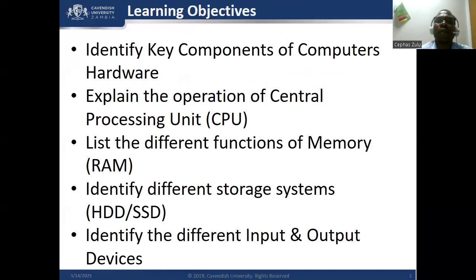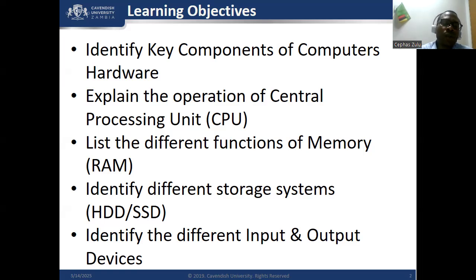Then in terms of the specific learning objectives, the first one is we're going to identify the key components of a computer system. Then from there, we'll explain the operations of the central processing unit. Then we'll look at the different functions of computer memory, which is called random access memory, RAM in short. Then we'll identify the different storage systems which are used by computer systems.